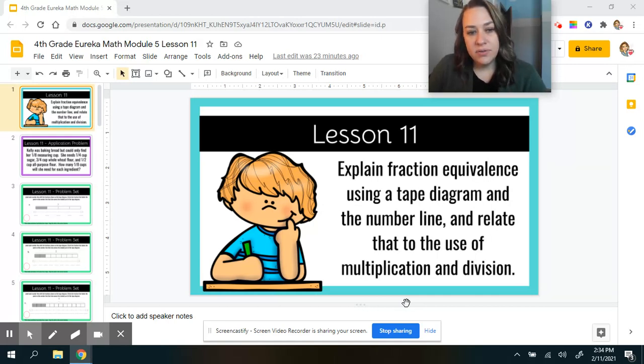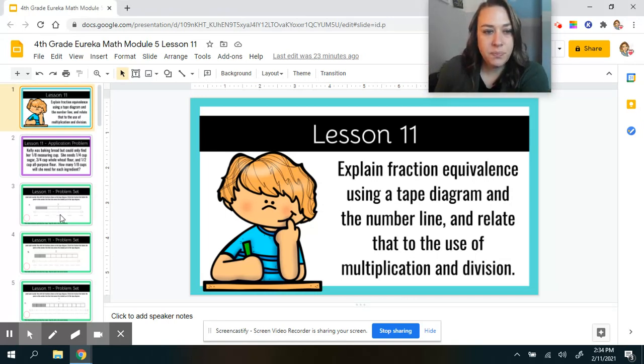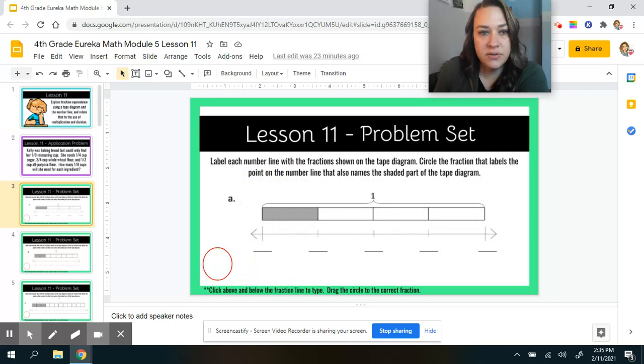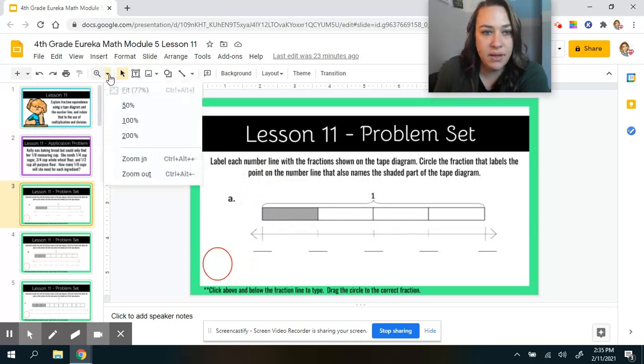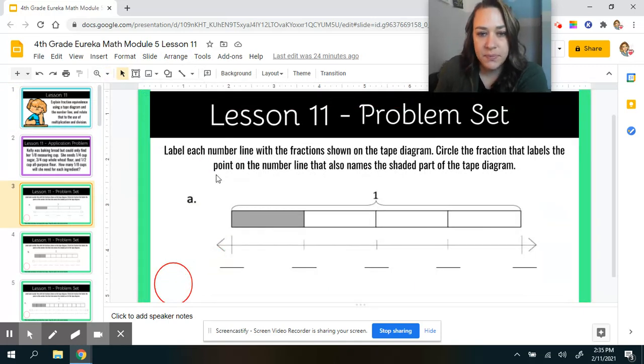So really similar to what we've been doing with the area model, saying, well, if I have 1/3 and I decompose it into 2 rows, I now have 2/6, and we are able to show that with a multiplication sentence. We're going to do something very similar, but with tape diagrams and number lines. So here's our first tape diagram, and our number line is right below it.